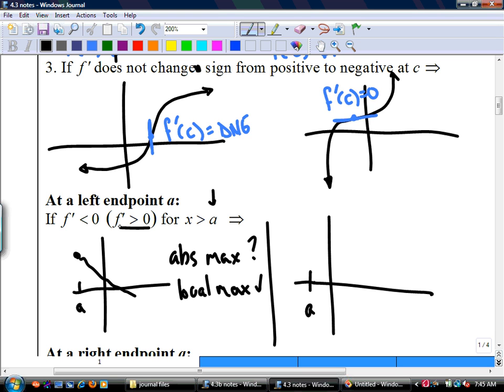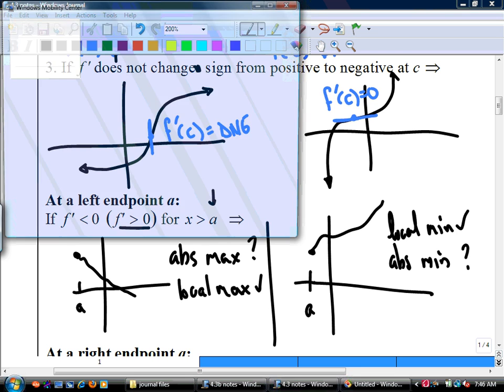And here it's bigger than 0. So A has to be a local min, check. Absolute min? Question mark. Oops, I bumped the button. What are we going to do?